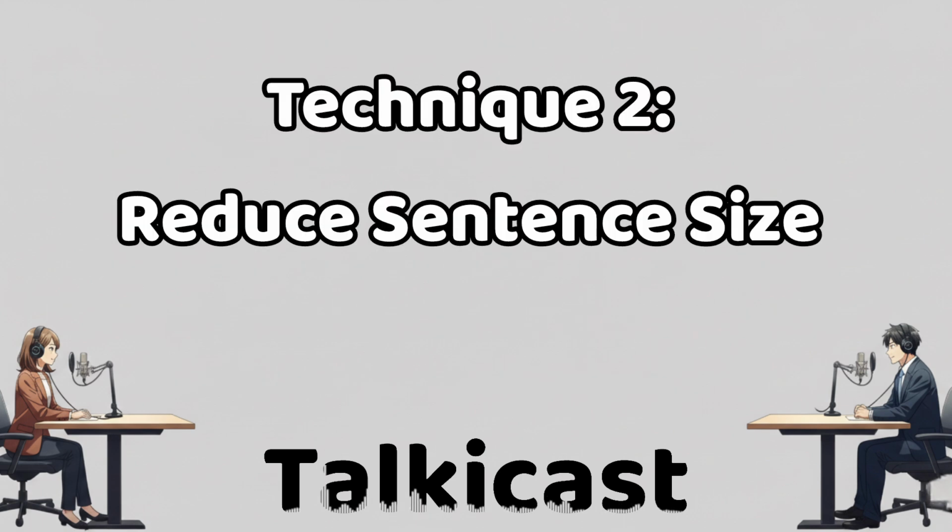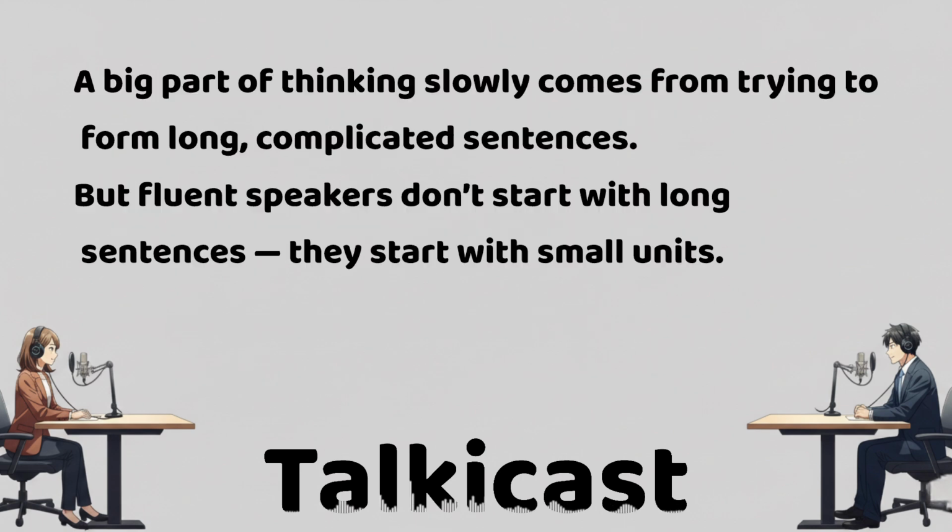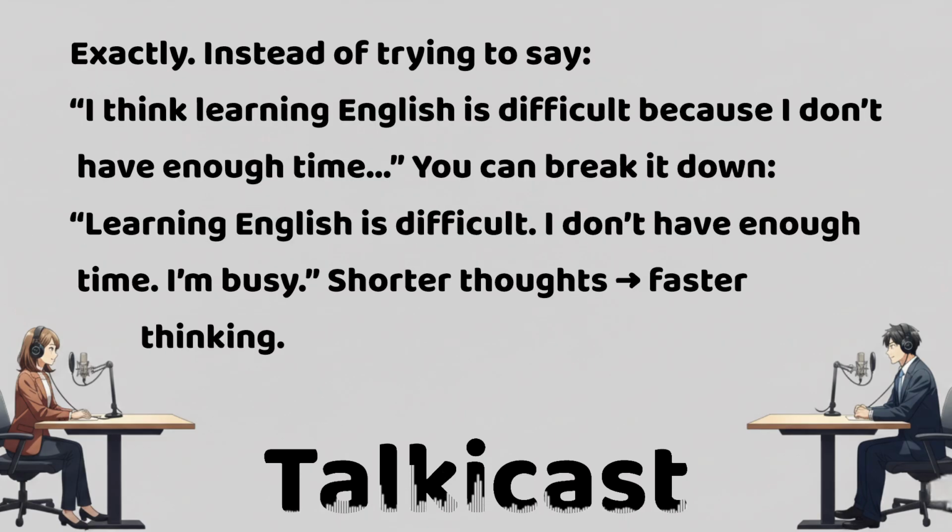Technique 2. Reduce sentence size. A big part of thinking slowly comes from trying to form long, complicated sentences. But fluent speakers don't start with long sentences. They start with small units. Exactly. Instead of trying to say, "I think learning English is difficult because I don't have enough time," you can break it down. Learning English is difficult. I don't have enough time. I'm busy. Shorter thoughts, faster thinking.